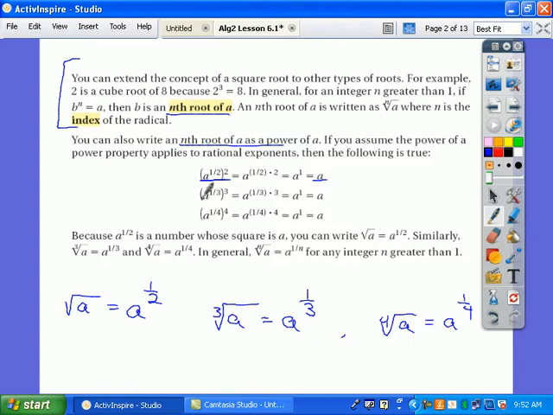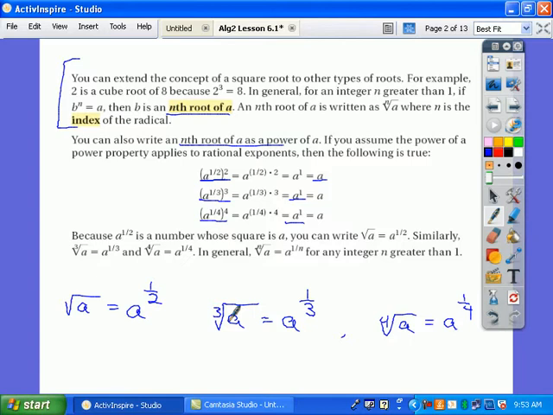If I have A to the 1/3 power and I cube it, so cubing and cube rooting, those two processes should undo each other, and they should give me back A to the 1st power. Likewise, A to the 1/4 power, and I take that to the 4th power, or I take the 4th root of A to the 4th, that gets me back to A to the 1st power. Those two things undo each other.